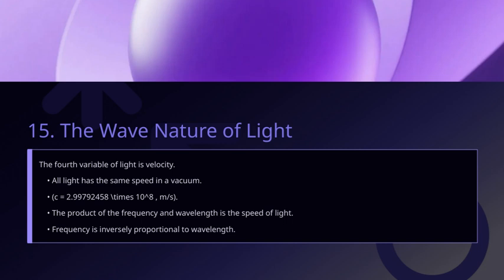The velocity of light is, in fact, the fourth key variable we consider when studying light. So, understanding these relationships helps us see the wave nature of light and how its properties are interconnected.